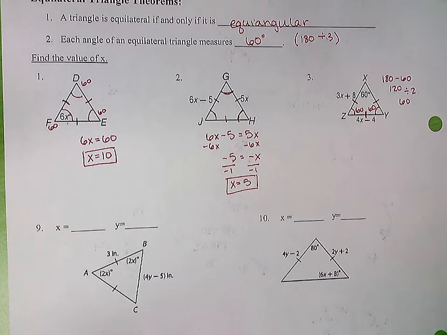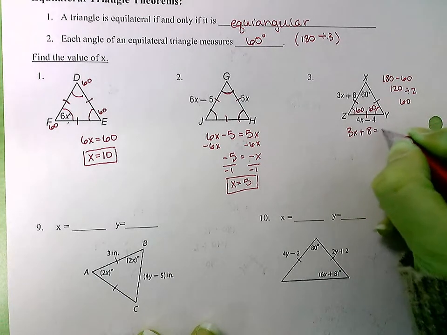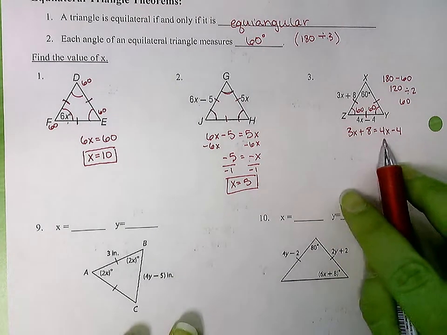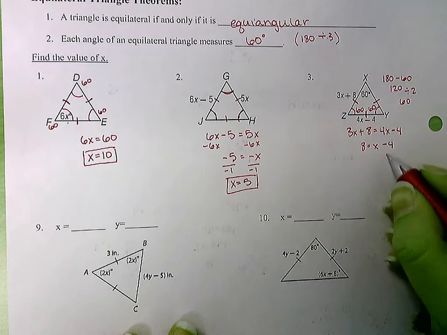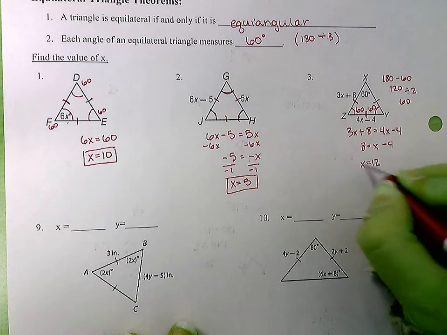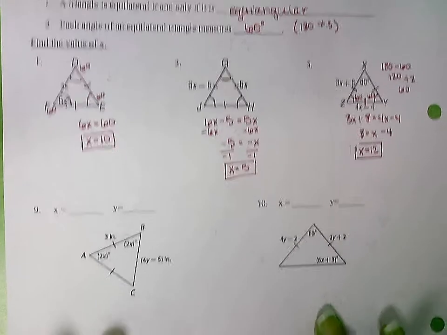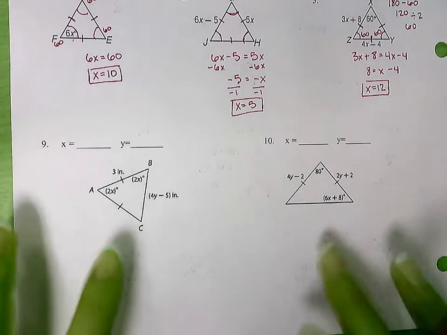Okay? So since those are equal, we can set 3x plus 8 equal to 4x minus 4. Subtract 3x from both sides. So we have 8 equals x minus 4. Add 4. And x is 12. Questions on those ones? Okay, I want you guys to do 9 and 10 here. I know my numbering's a little off. It's okay. It's fine. Do these two problems for me, please.